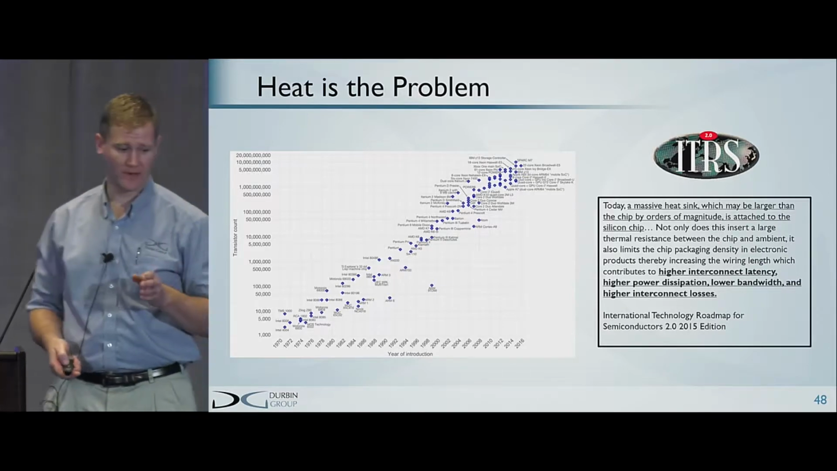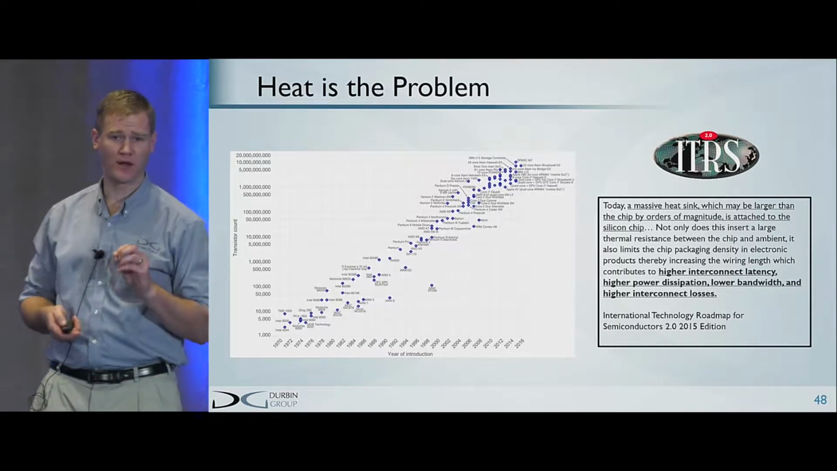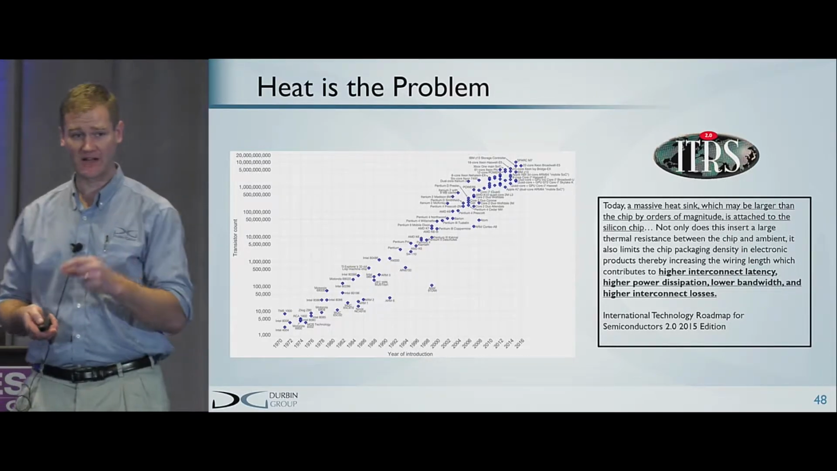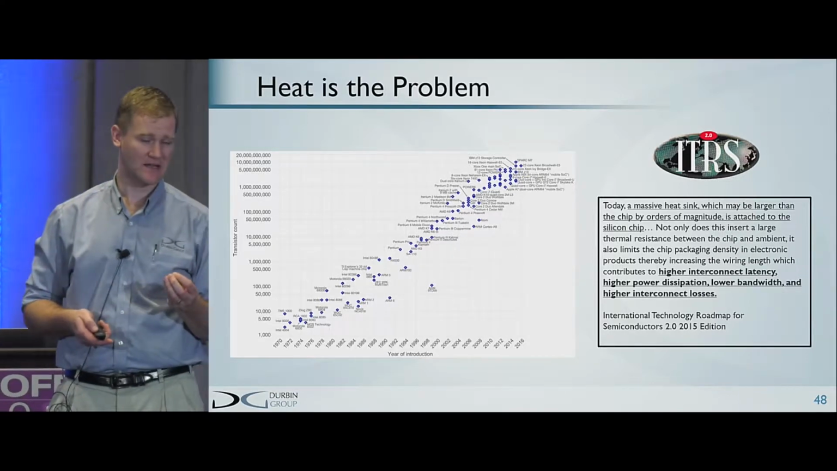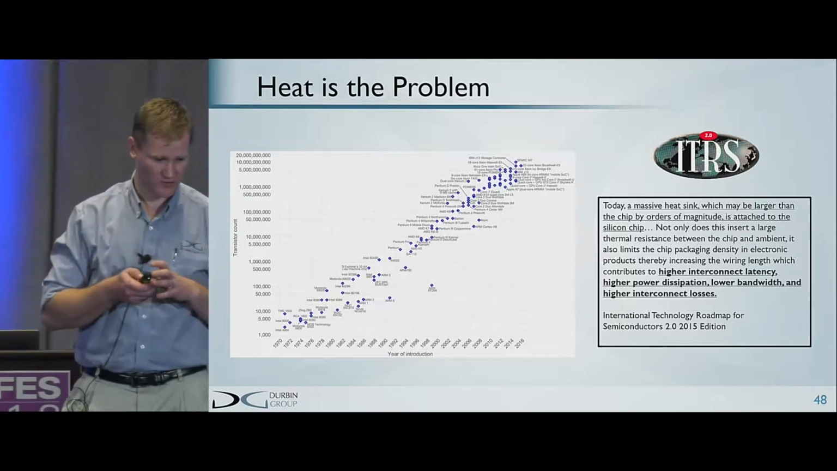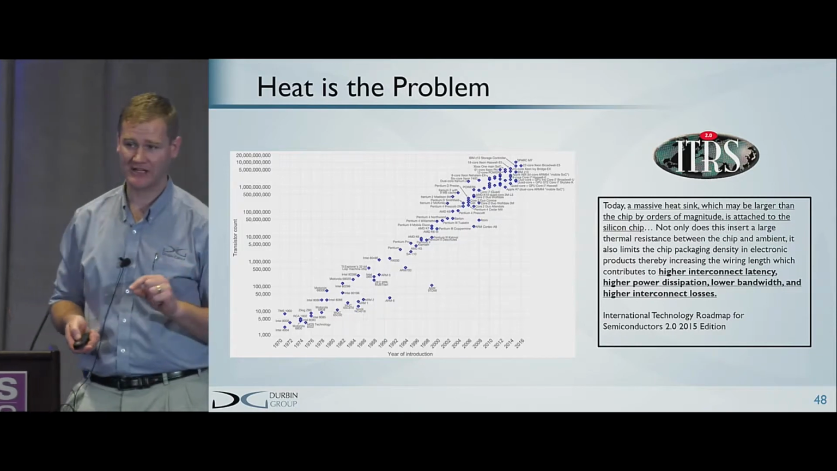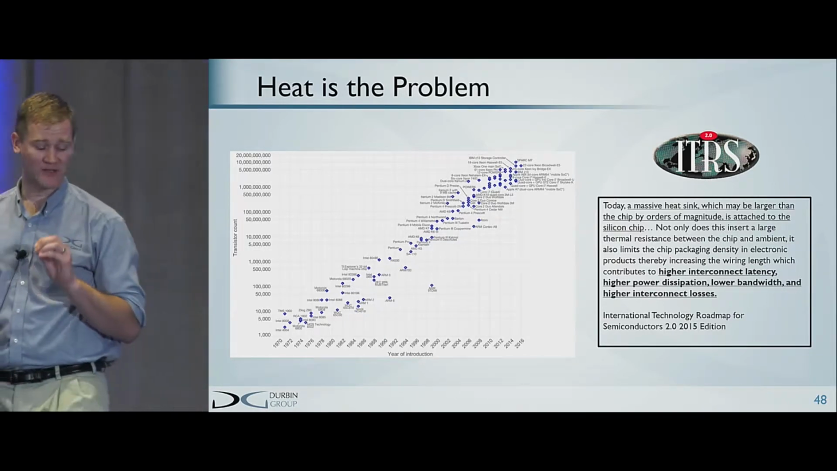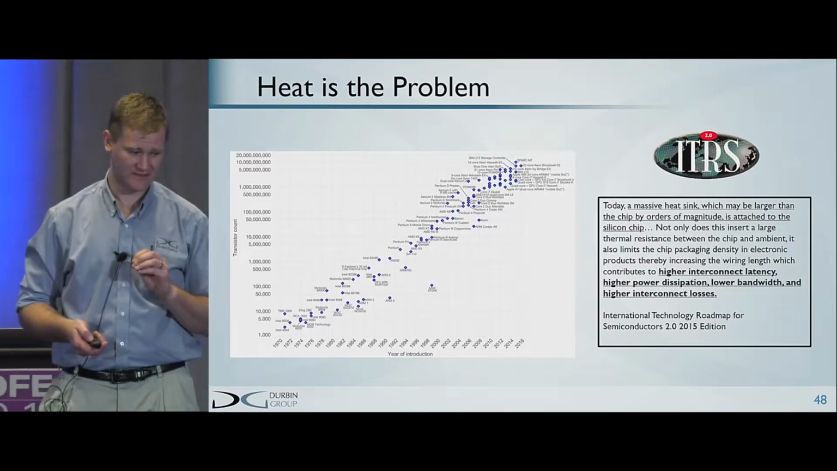So Moore's Law is slowing down, and one of the reasons, according to the ITRS 2.0, is because as chip power is increasing, your heat flux is increasing, and because of the thermal management solutions for this increased flux, you're not able to get as high of a package density, and this causes higher interconnect latency, higher power dissipation, lower bandwidth, and higher interconnect losses.